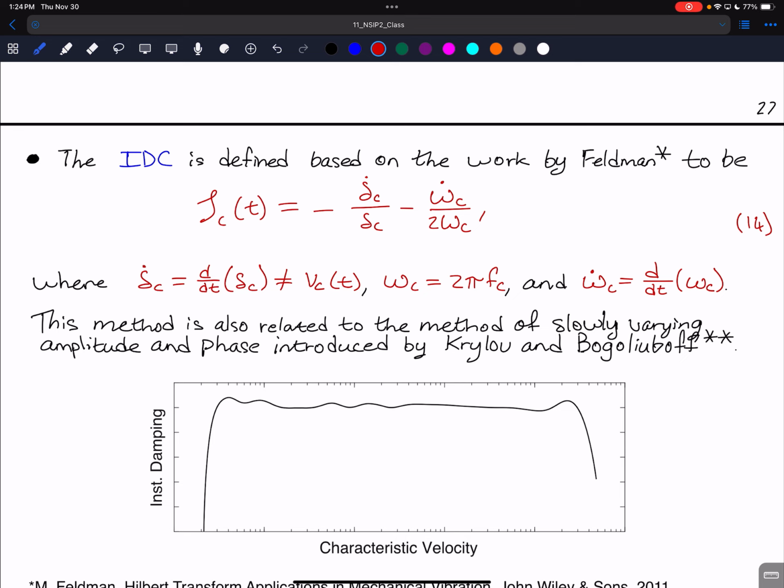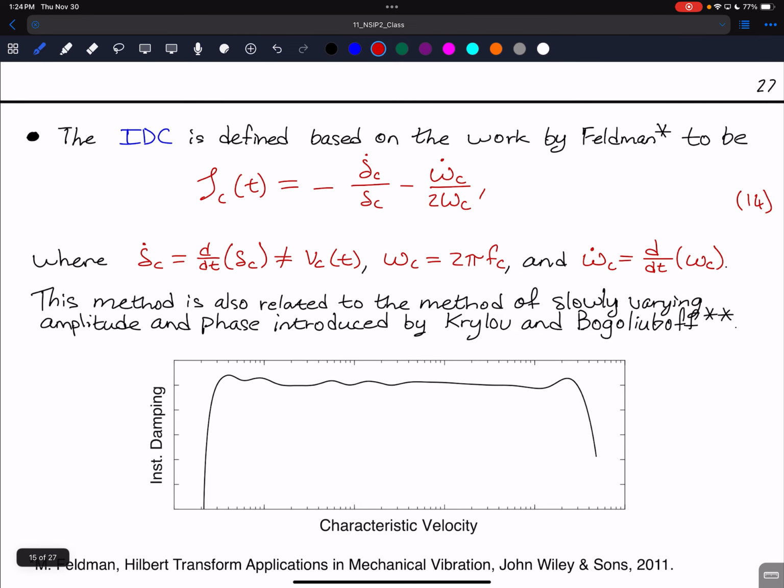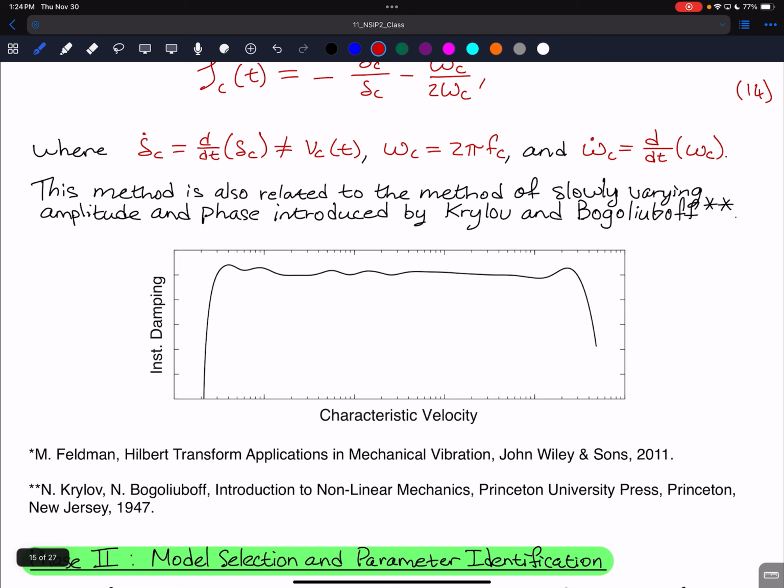So this formula comes from Feldman, which you have the reference below, beneath this plot. It's in chapter 9, somewhere around there. If you read the paper that I showed in the beginning of this section, you'll find that reference. I actually quote a section from him. And this method is also similar to one by Krylov and Bogoliubov, which is also cited there as well.